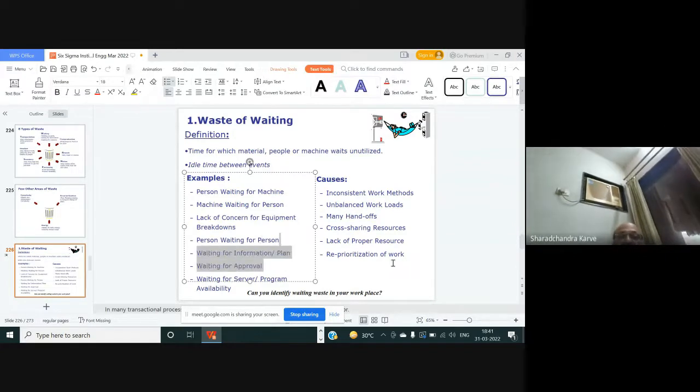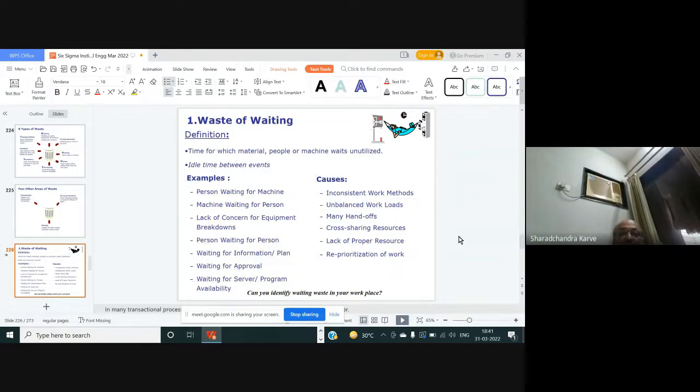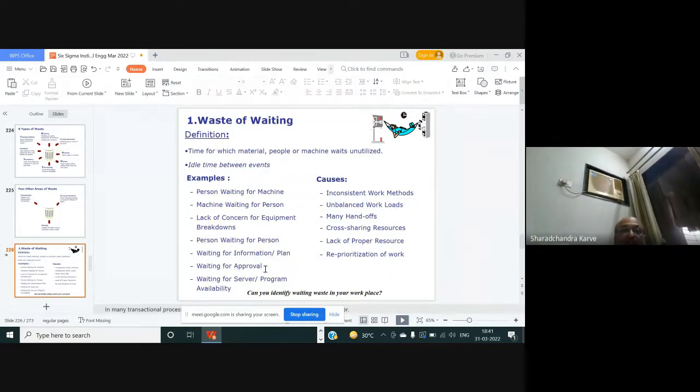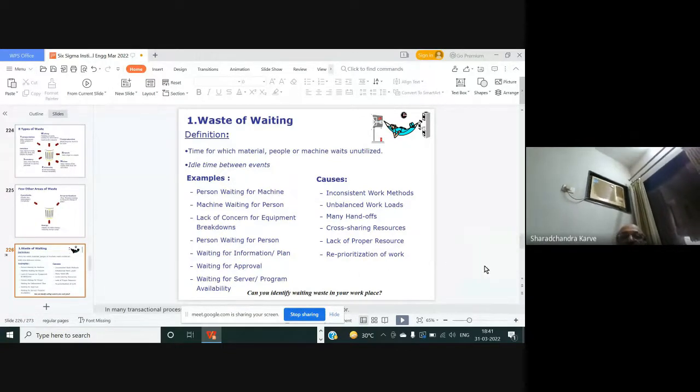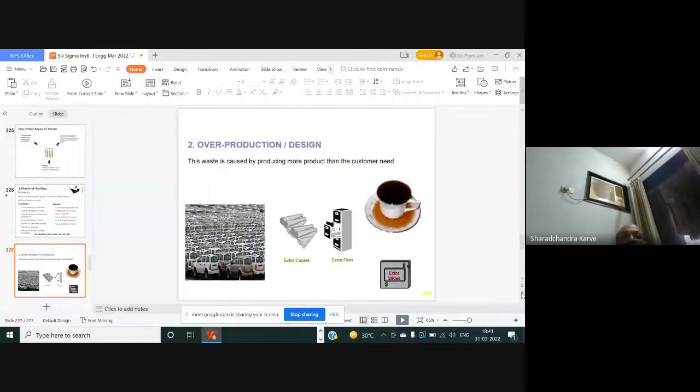Person waiting for a person, waiting for information, waiting for approval, waiting for server program availability. The causes are inconsistent work method, unbalanced workloads, many handoffs, cross-sharing resources, lack of proper resources, reprioritization of work, etc. This is what is called waiting.